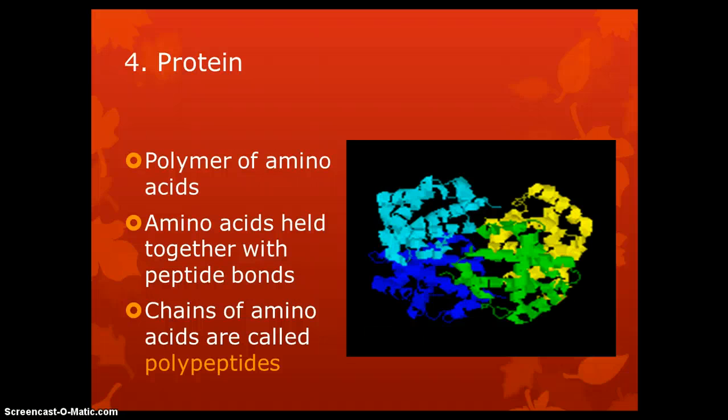Proteins are polymers made of monomers called amino acids. Long chains of amino acids are called polypeptides. A single protein may be made up of one or more polypeptide chains. The picture on the right shows a protein made of 4 different polypeptide chains. Amino acids in a polypeptide chain are held together by peptide bonds.